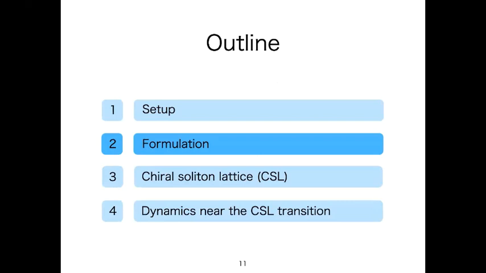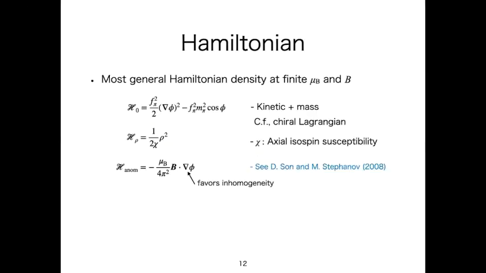Okay, so let's go to the formulation. First, we prepare the Hamiltonian to describe the dynamics. Here is the most general Hamiltonian density, which is consistent with the symmetry of the microscopic QCD at finite baryon chemical potential and magnetic field. It consists of three parts. One is much more standard: the theory of the pion itself. This is given by the gradient of the pion, like a kinetic term, and this f_pi is the pion decay constant. This corresponds to the rigidity of the order.